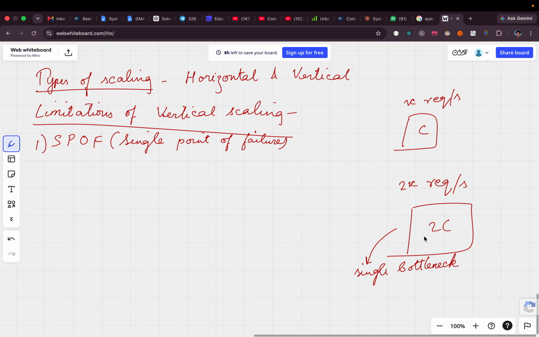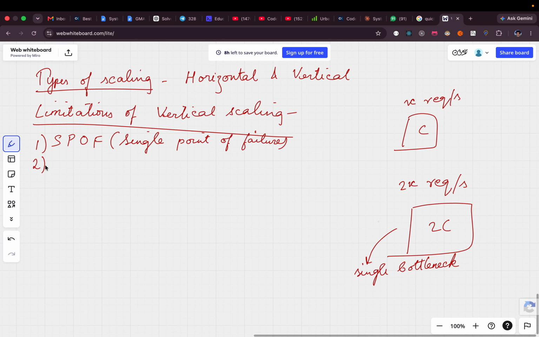But if I had multiple servers, suppose I have two servers for serving 2x requests per second, one server will be serving x requests per second. So if just one of those servers fails, the other server will still be serving 50% of the requests. At any point in time, I do not have a complete shutdown of my services. Some percentage of the users may not be able to access it, but some percentage will be able to. So this is the advantage of horizontal scaling, but a limitation of vertical scaling is that you have everything at a single bottleneck. This is called a single point of failure.